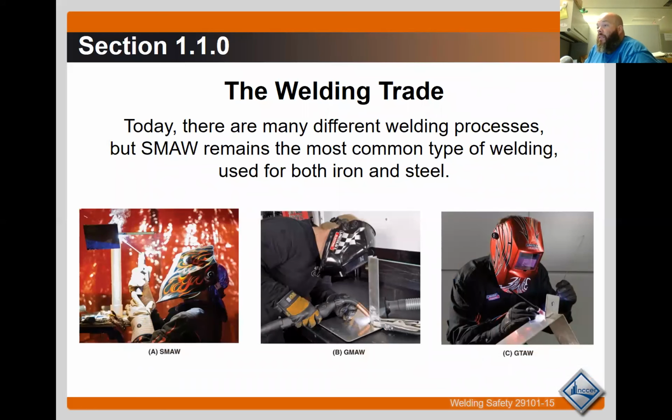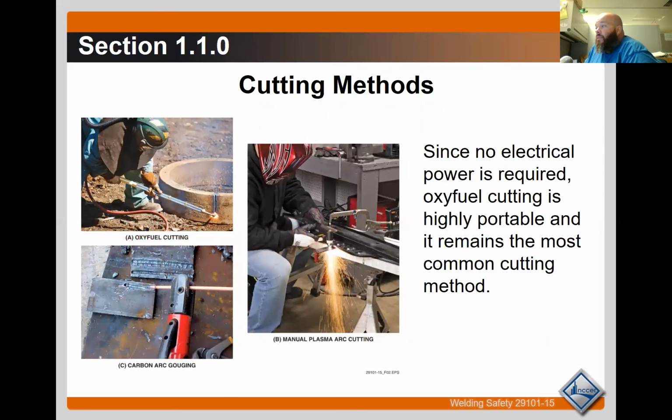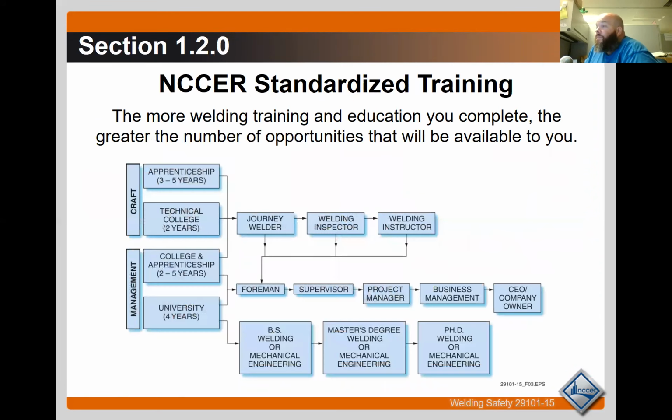Okay, the welding trade. Today there are many different welding processes, but SMAW remains the most common type of welding used for both iron and steel. Okay, cutting methods. Since no electrical power is required, oxy-fuel cutting is highly portable, and it remains the most common cutting method. Although it does have some limitations, guys. It will not cut aluminum or stainless steel. Okay, that's where plasma becomes very, very handy.